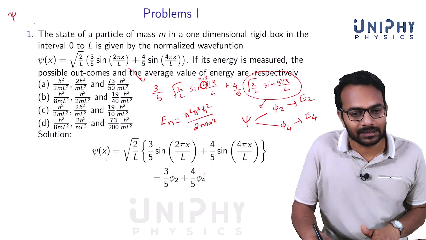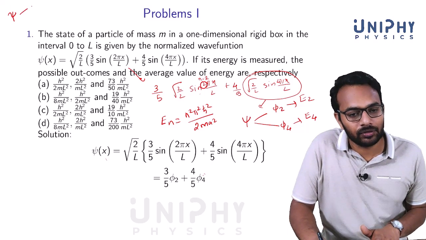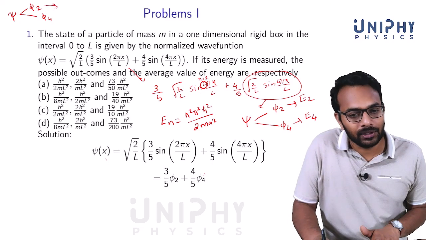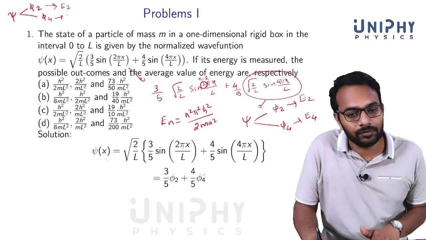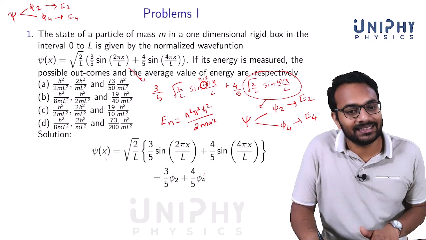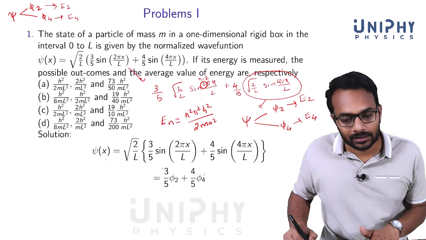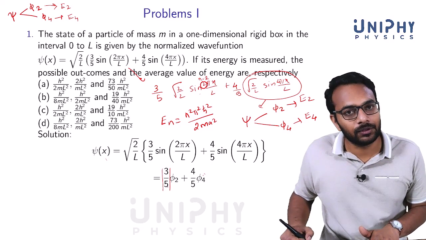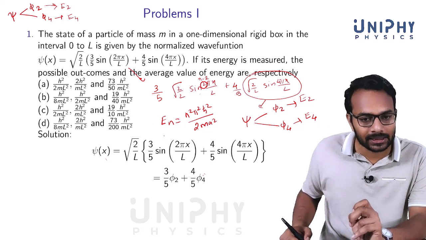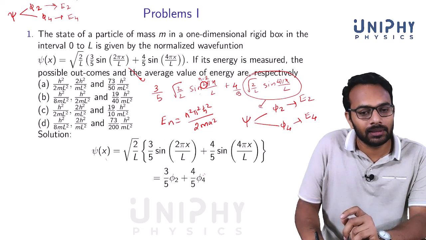If this is the psi, then if you make a measurement of energy, the state either changes to phi 2 or it changes to phi 4. If it changes to phi 2, then we know that the energy is E2. If it changes to phi 4, the energy is E4. Now what's the probability that it changes to phi 2? It is the expansion coefficient of this phi 2, modulus square. So that is the corresponding probability.